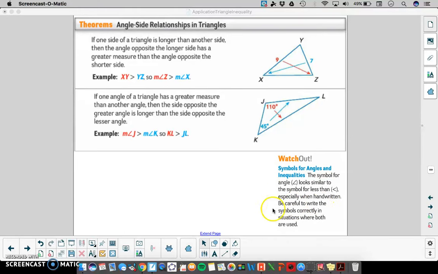Now, be wary of using the symbols for angle and the inequality symbol. Make sure you write what you mean to say. So if you mean to put an angle symbol, make sure that's what you put. Or if you put the greater than or less than symbol, make sure that's what you need.